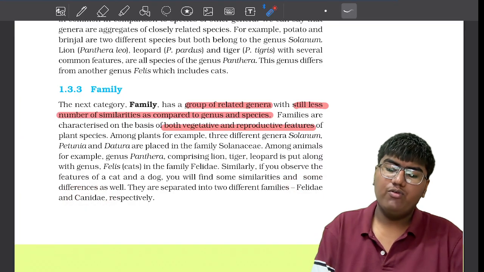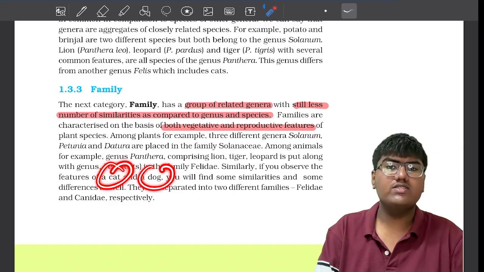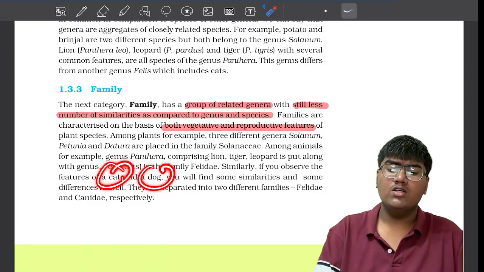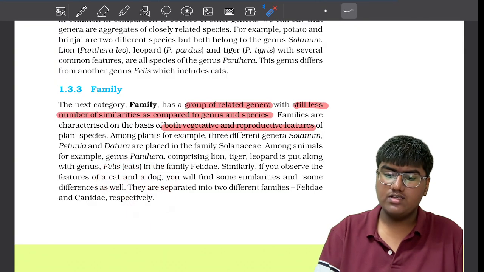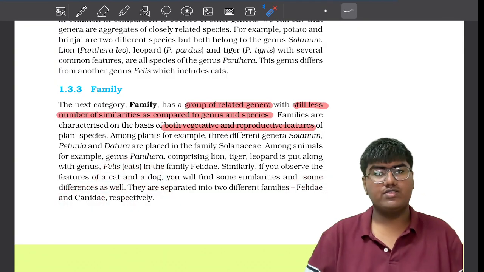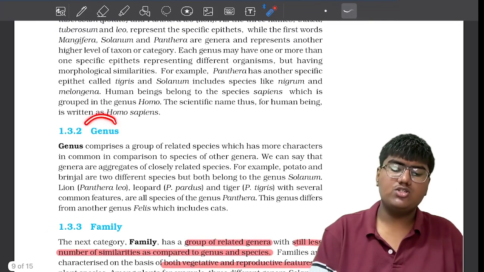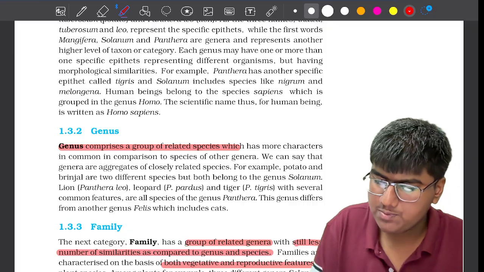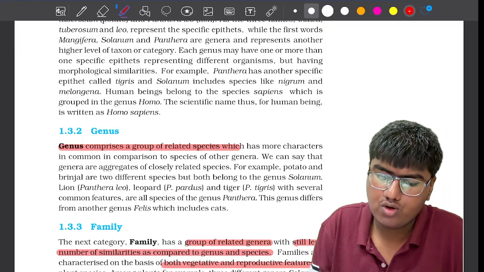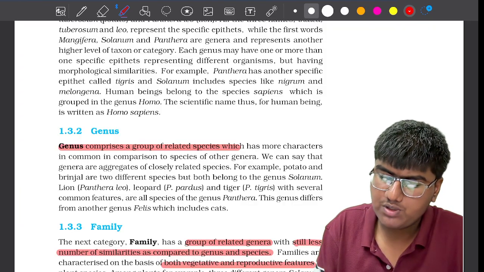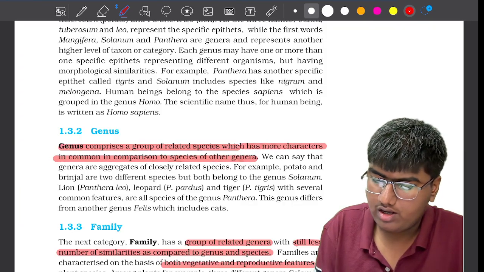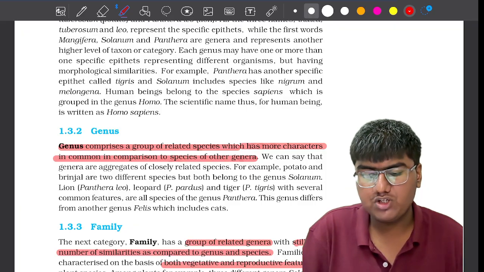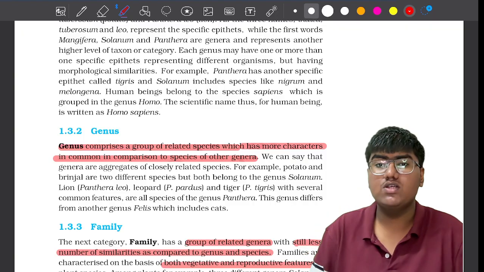So here, if you see a cat and dog, you have some similarities also, but there are some differences that you can see. So they are placed in different families, that is Felidae and Canidae respectively. Next, we see genus. Genus comprises related species which have common characters in comparison to the species of the other genera. For example, potato and brinjal are two different species, but both belong to the same genus, Solanum.